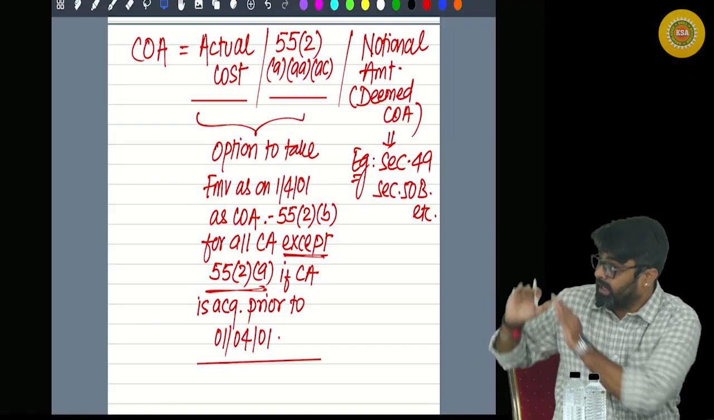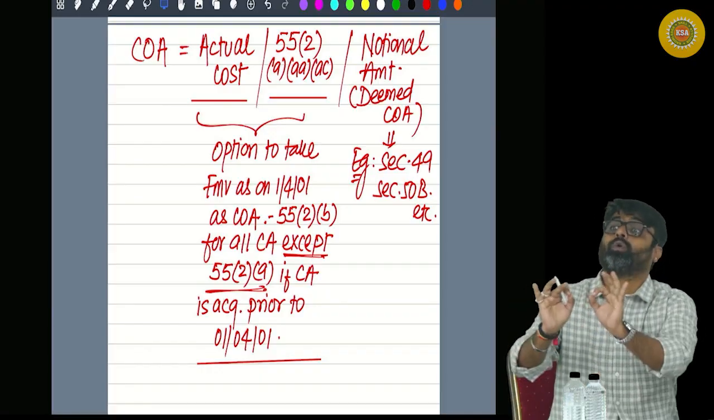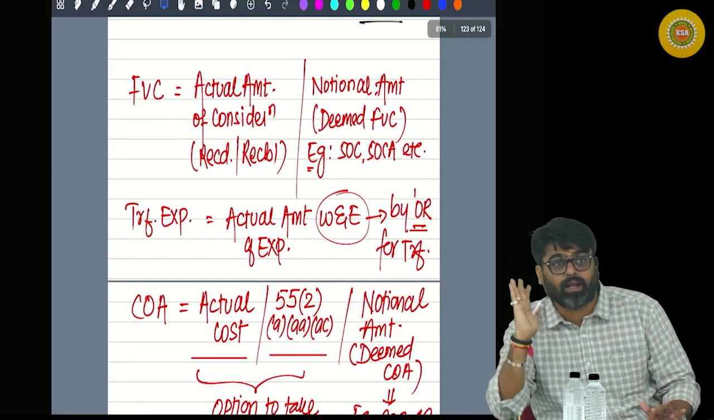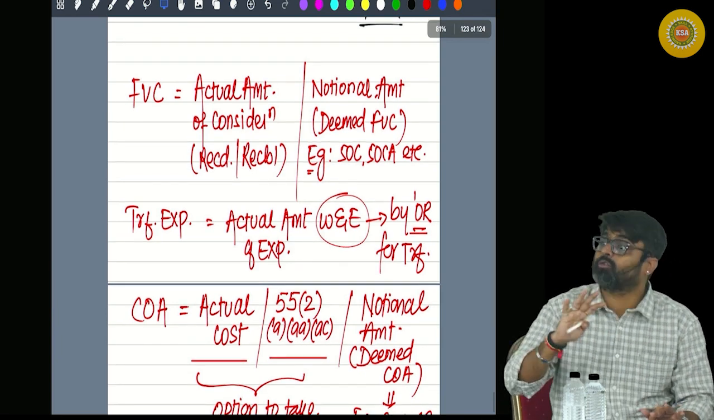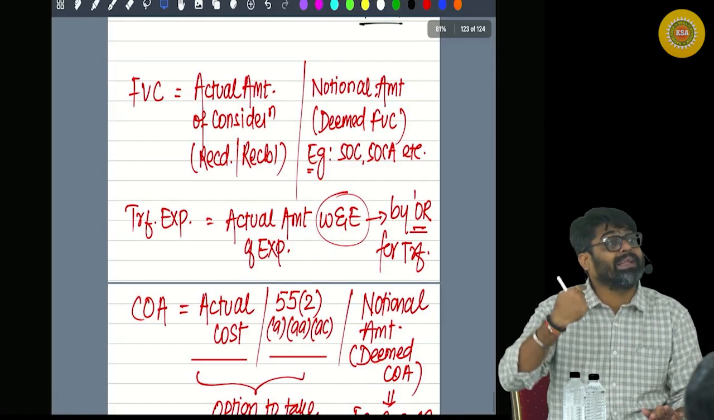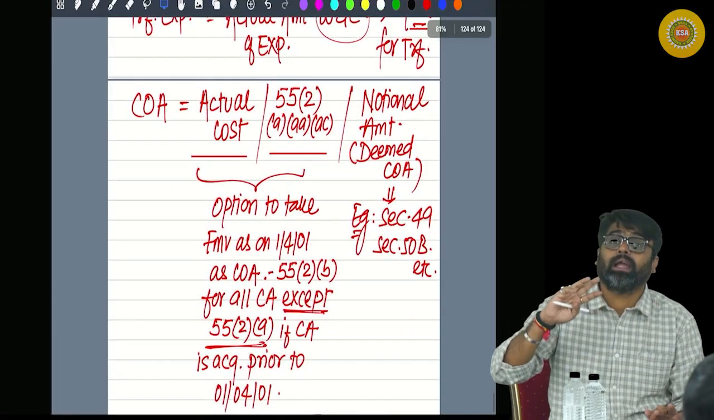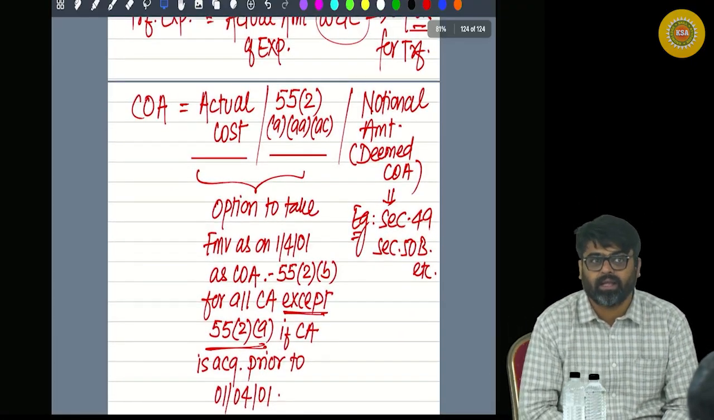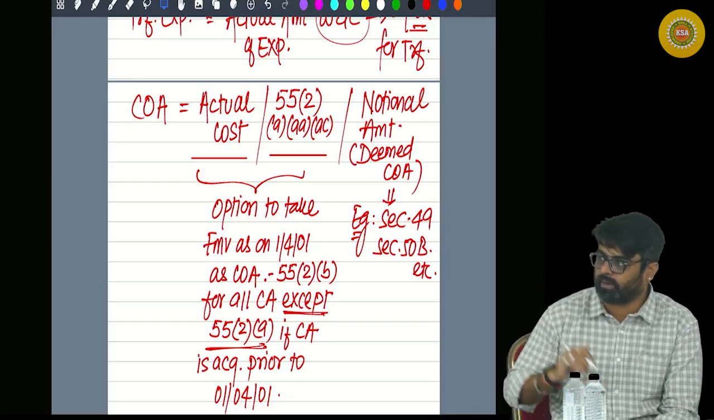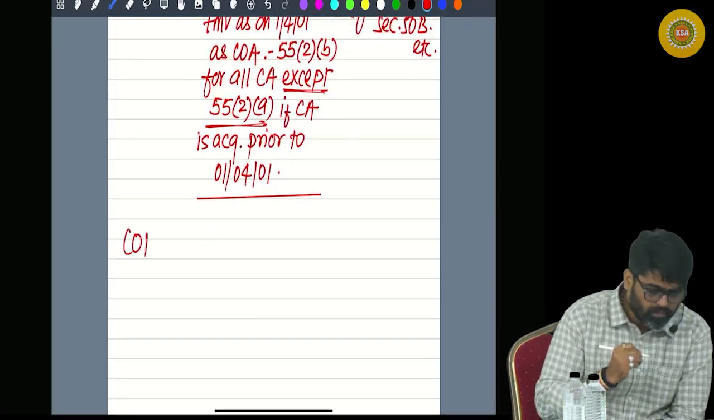But before that, let me finish with my format. Whenever I will be calculating the capital gain in my format, which amount do I have to take? In full value of consideration, whether I will take the actual amount or sometimes a notional amount. In transfer expense, what am I going to take? The actual amount of expense, wholly and exclusively incurred by the transferor for transferring the capital asset. In cost of acquisition, what amount will I take? Either I'll take actual cost or I'll take 55(2), or sometimes notional amounts can also come as my cost of acquisition.